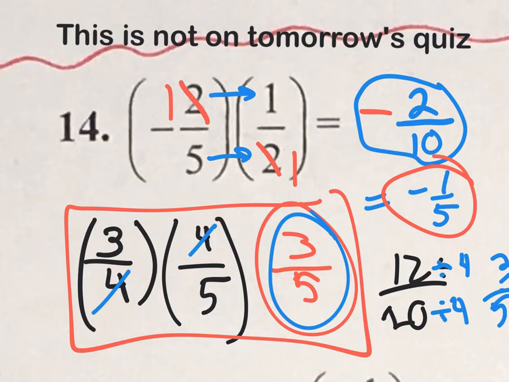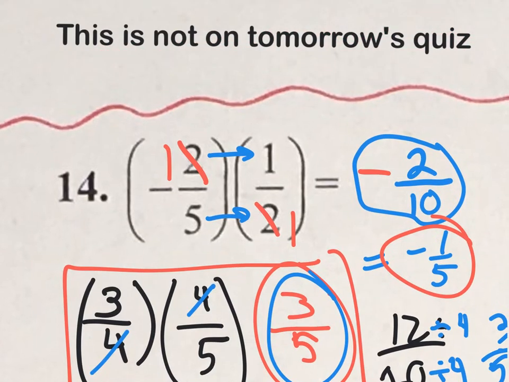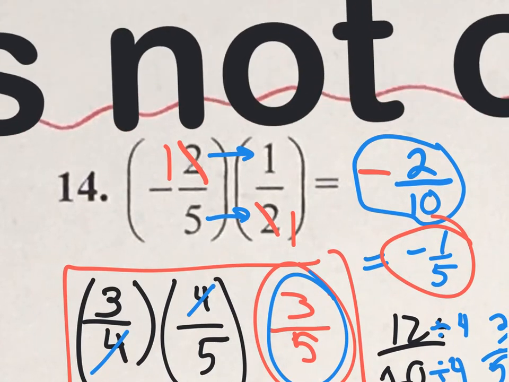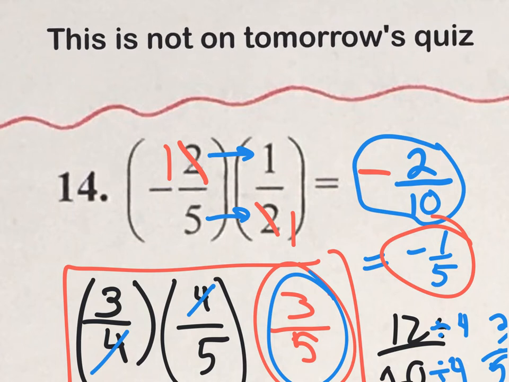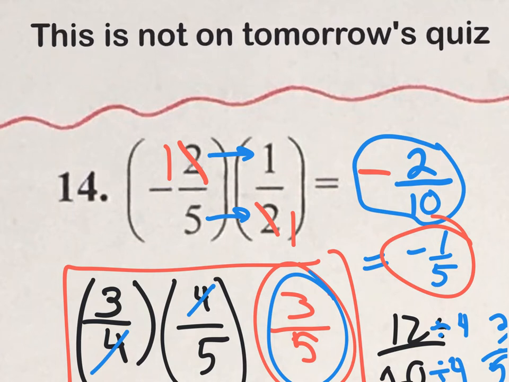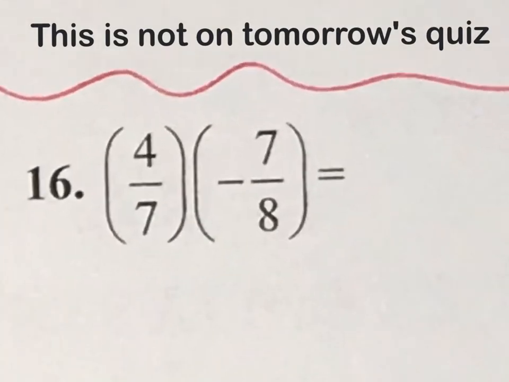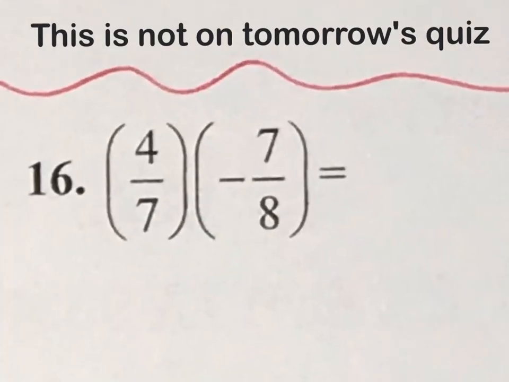Now, once again, guys, this is not on tomorrow's quiz. So you're probably thinking, why the heck are you talking about it right now? We're going to need it next week. We're going to need it on future quizzes. So let's jump to number 16. Is there anything that I should cancel? The 4 and the 8, but even before that, 7 and 7, that's gone, right? That's 1. And you could also cancel 4 and 8.